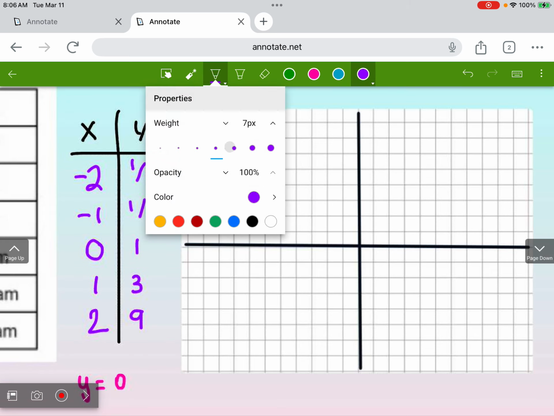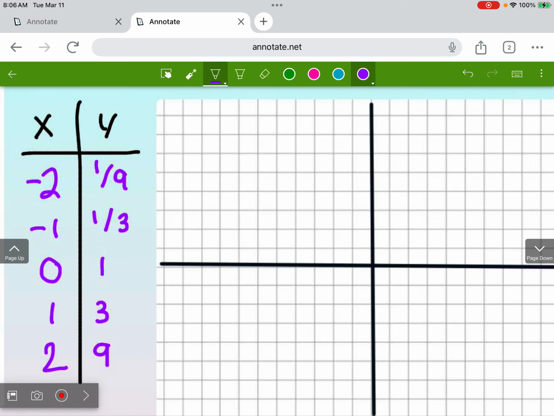So when we plot up our points on my little makeshift graph over here, we're going to have our -2, 1/9. So we're really, really close to that axis here. My -1, we're at 1/3. So we're still pretty darn close to that axis. And at 0, 1, and 1, 3. So 1, 2, 3 up here.